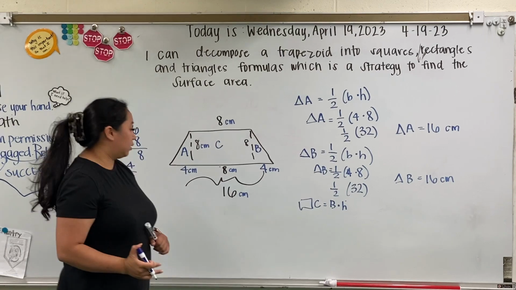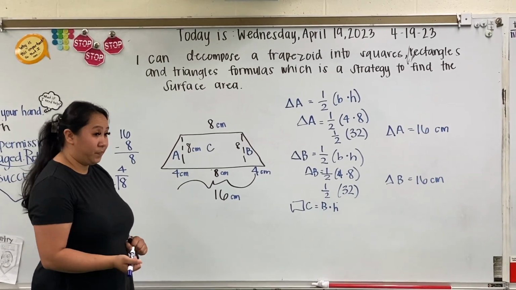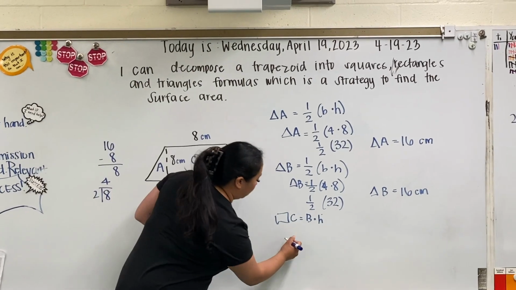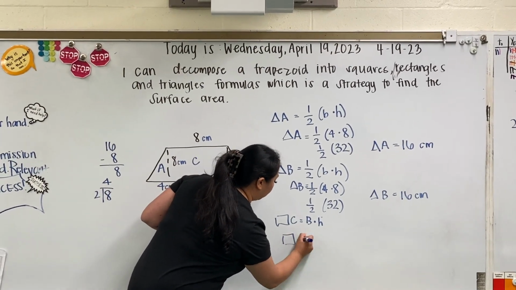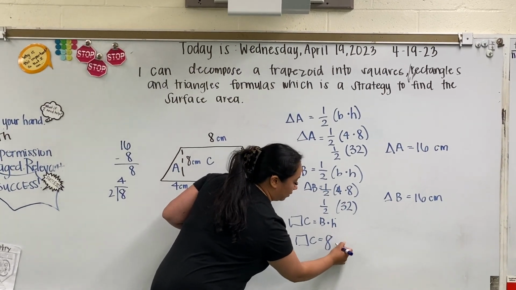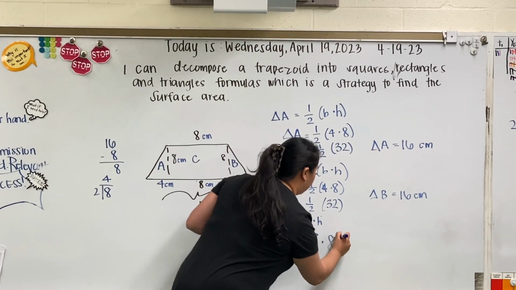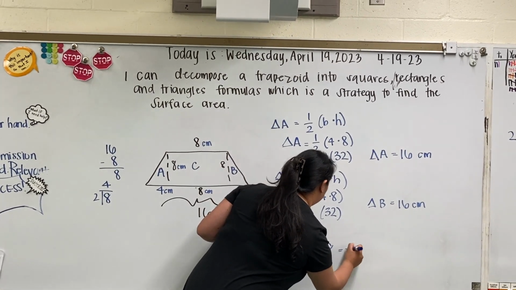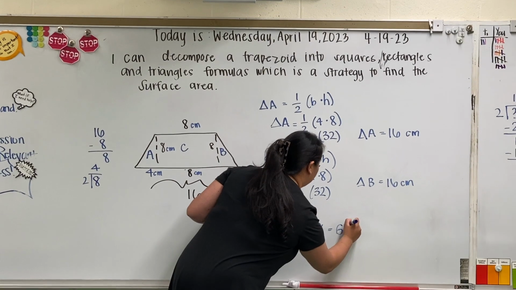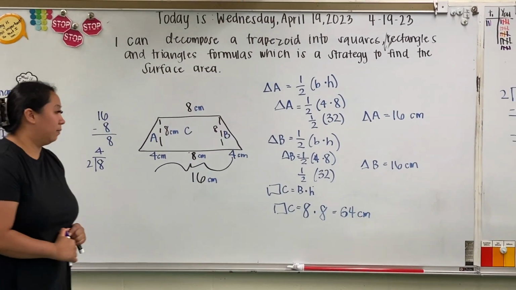And what about for our square? What is our base and height? 8 for base and 8 for height, because it's a square. Good. So square C equals 8 times 8, which is 64 centimeters. Now what is my next step?